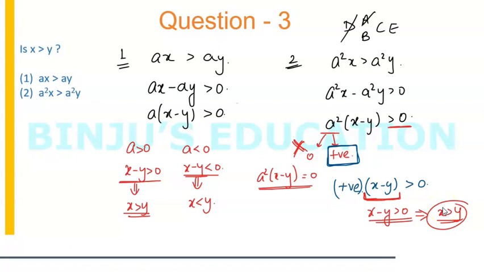So from statement 2 alone, I am getting the conclusion that x is greater than y, because a square can only be positive. And I want the product of two numbers to be positive, and one of them is definitely positive, so the other has to be positive. I don't have any other option, which means my answer in this case becomes B. I don't have to move on to C or E. It's not required.